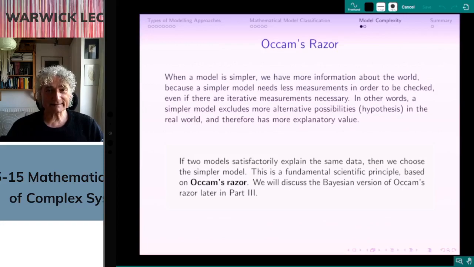Well, generally there is a scientific principle which is known as Occam's razor, and that is: if you have two models of the same complexity, then you should use the simpler model, so the one with less complexity. The reason is that if you do so, you exclude more hypotheses in the world, and therefore the simpler model has more scientific value.